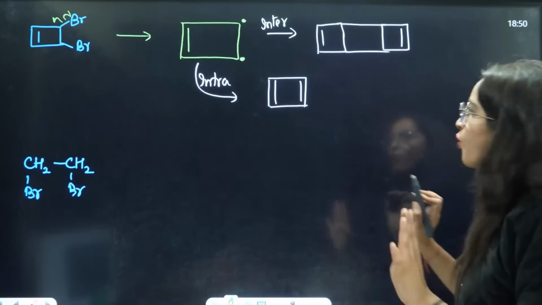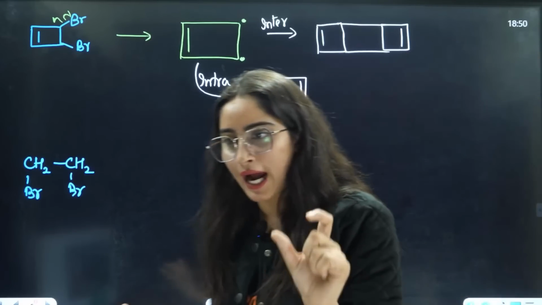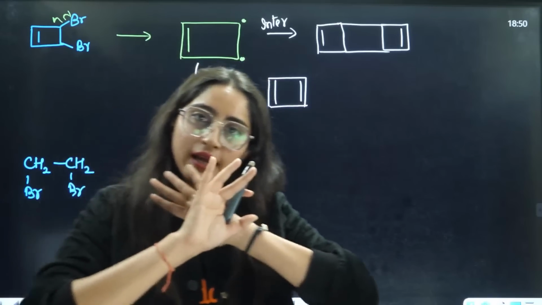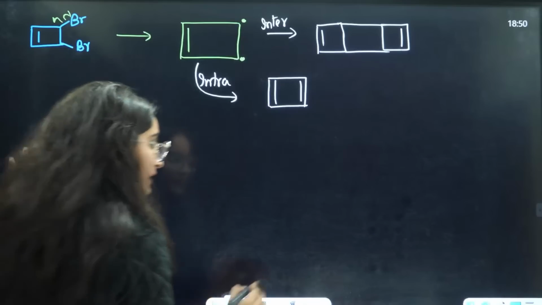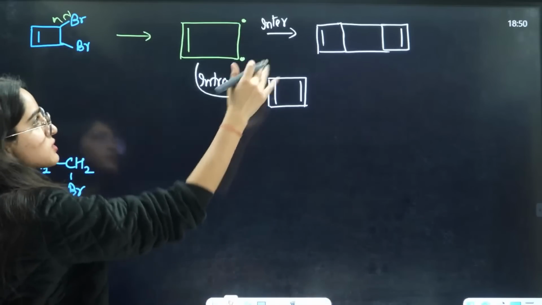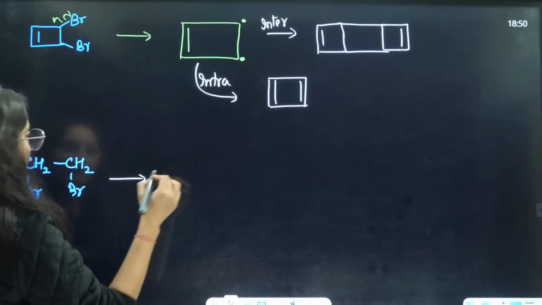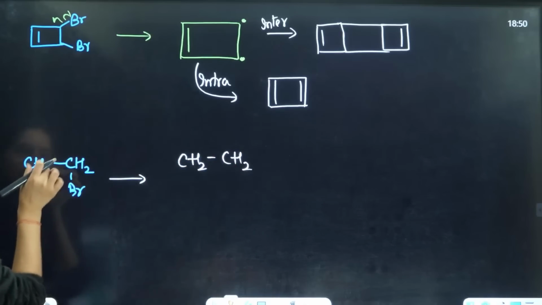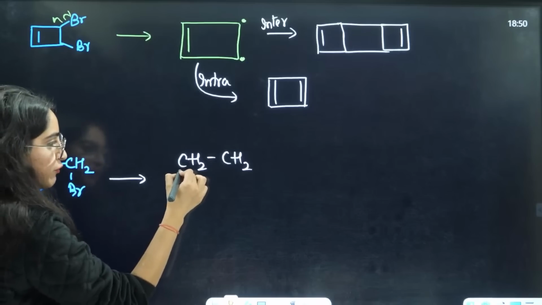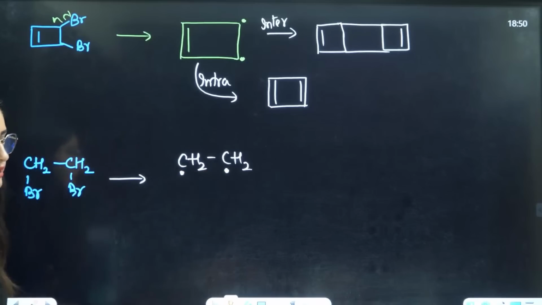Now, which is more stable? I am telling you that usually intra is more stable. I'll do the same thing for this one, then I'll tell you which is the major product. Similarly, for this, I have CH2, CH2. This is my Br, this is Br. That's why there will be a free radical here, and a free radical here.